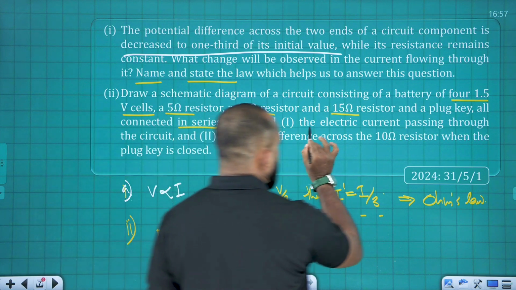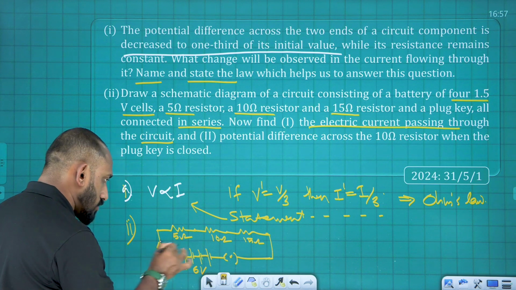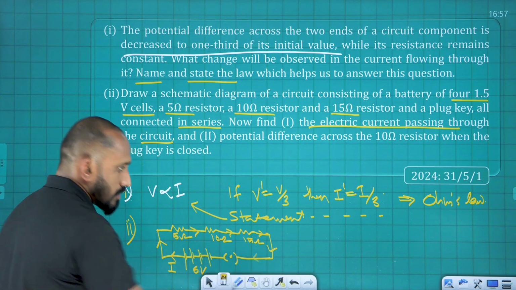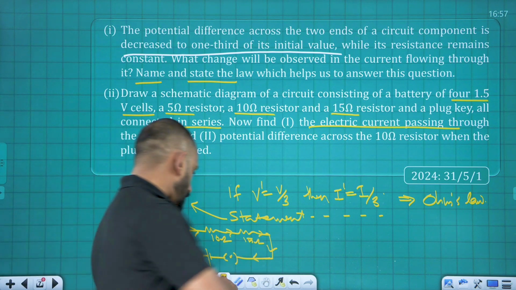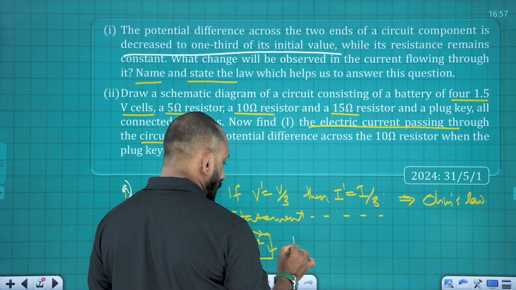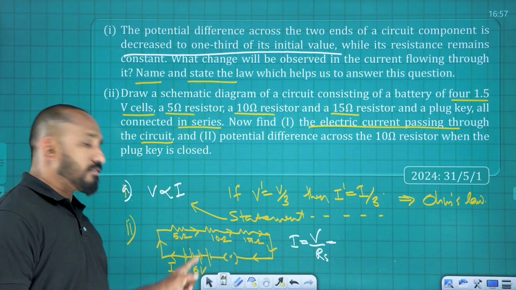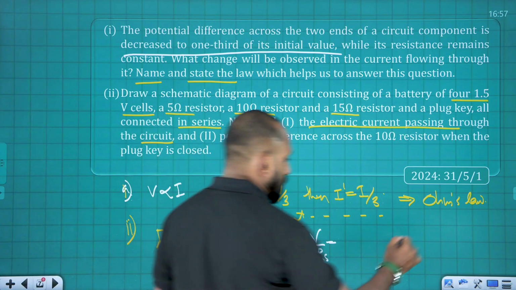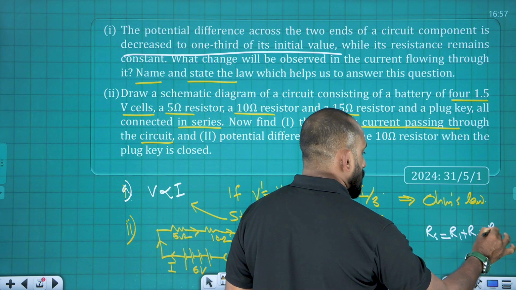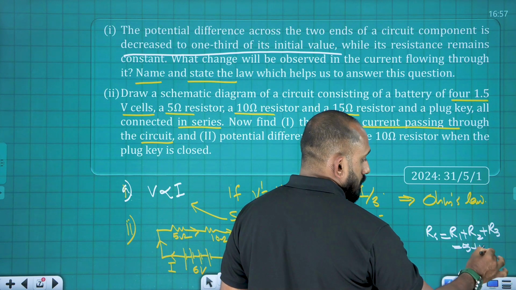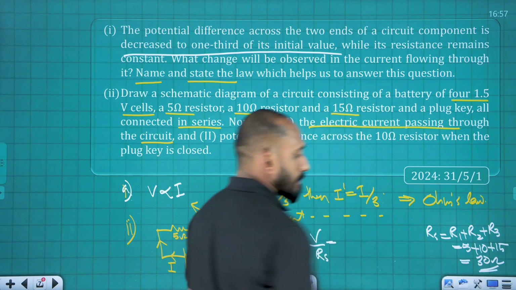Now find the electric current passing through the circuit. Total current will be how much? I you have to find out. We discussed already, the current passing through a series circuit will be the same. Now, how much will it be? I will be equal to V by Rs. In a series circuit, how much is there? 5, 10, 15. So the net resistance Rs is equal to R1 plus R2 plus R3. That is 5 plus 10 plus 15, that is 30 ohm.